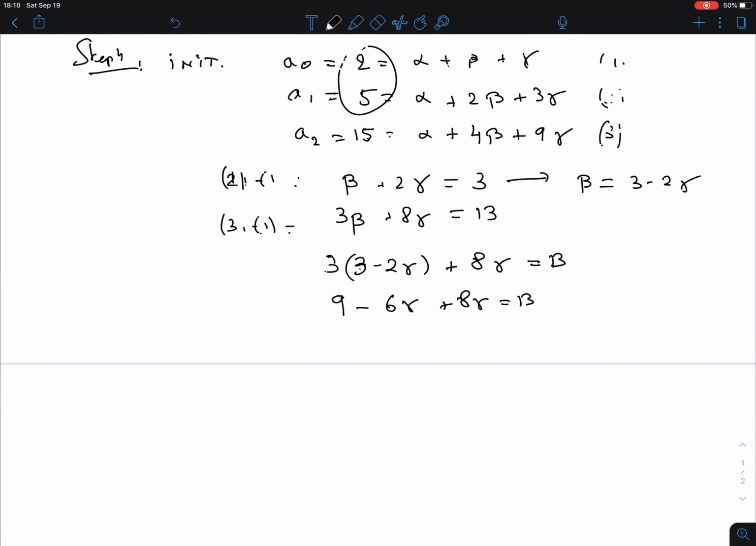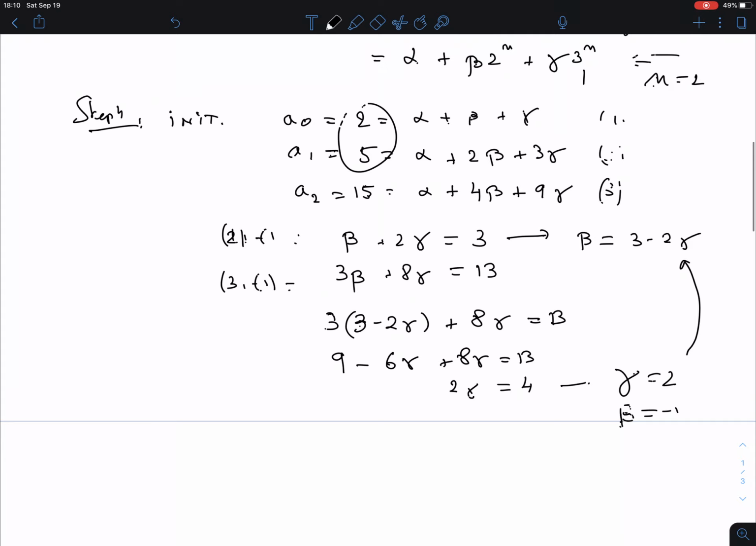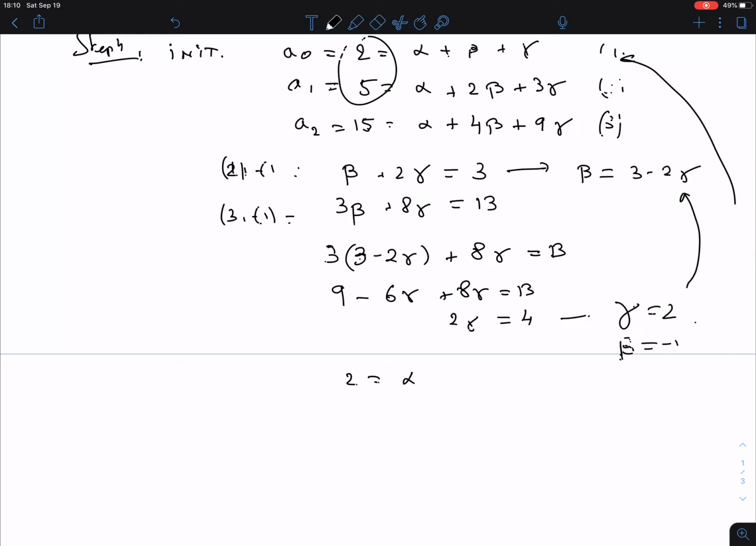Okay, and that gives me, bringing the 9 to the other side, that would make it 4, and then this is 2 gamma. And so I see that gamma is 2. And once I know what gamma is, I can plug it in here and see that beta is negative 1. And once I know that, I can plug it in, say, in here and see that 2 is alpha minus 1 plus 2. So I see that alpha is 1.